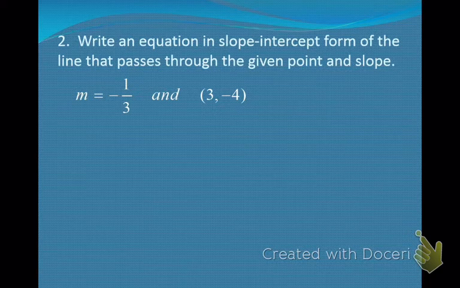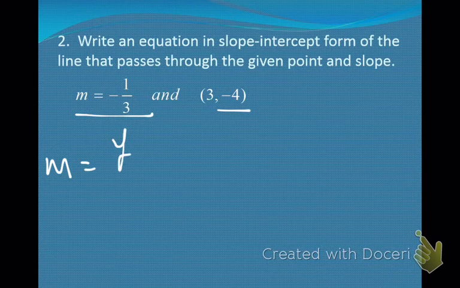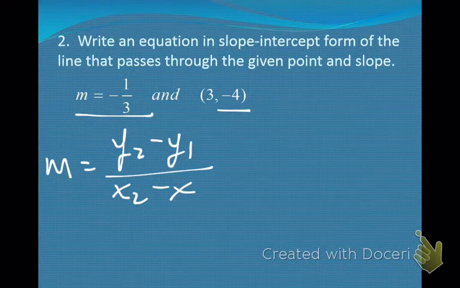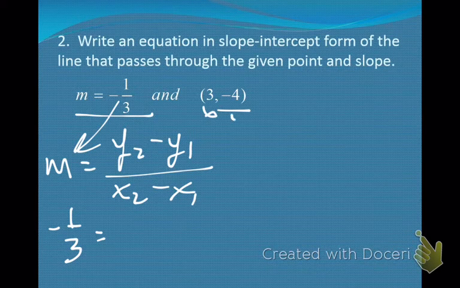We've got another one here. We have the slope and we have the point. So the slope formula says we got to subtract the y's and then divide by subtracting the x's. Now plug in what you know. Negative 1/3 is m, so plug that in. And then we have an x and a y here. Okay, so plug it in for x and y.